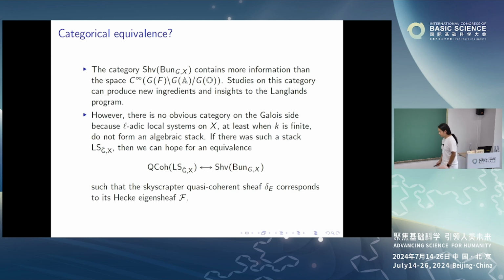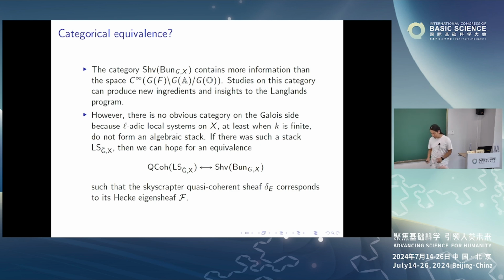Suppose there was such a thing. Suppose you can define such a nice moduli problem, so this algebraic stack looks like G-check. Then you can imagine you would conjecture that this category of sheaves on Bun_G is actually equivalent to quasi-coherent sheaves on this moduli stack.